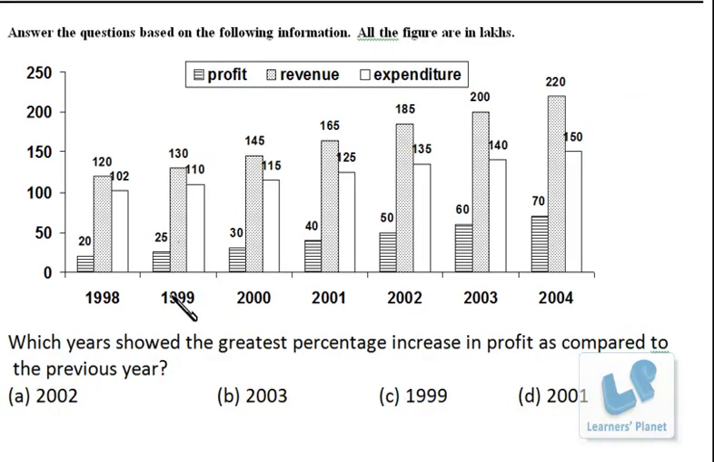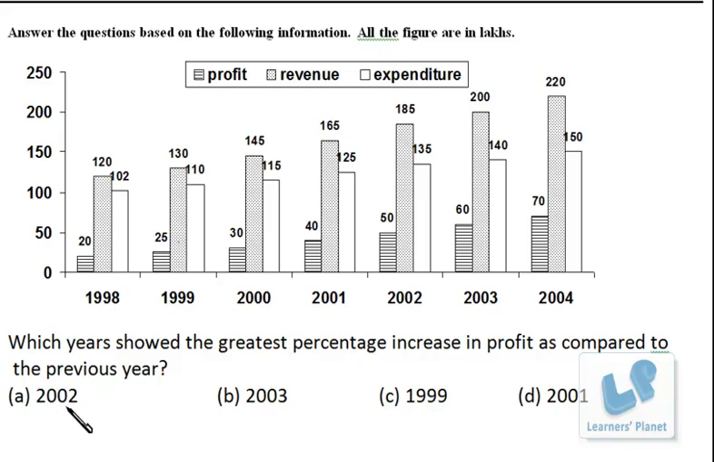Now, in this question, which year showed the greatest percentage increase in profit as compared to the previous year? So we are given four options. We are not going to calculate for each and every year. We are just checking for all these four options, right? Now we have to find out the greatest percentage increase in profit from the previous year.